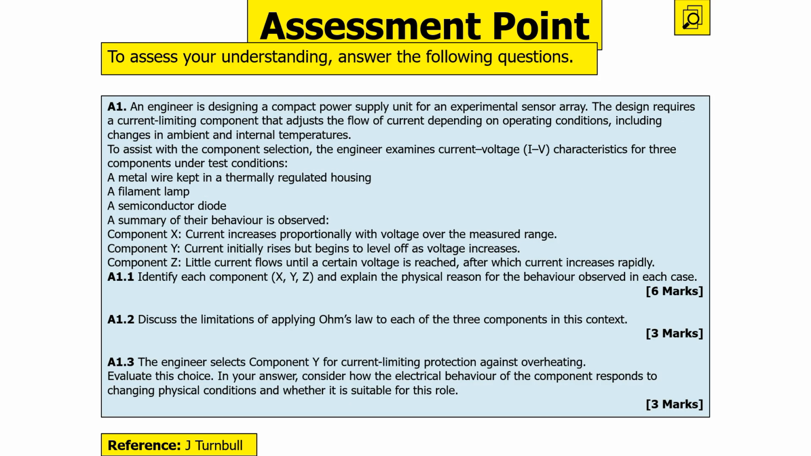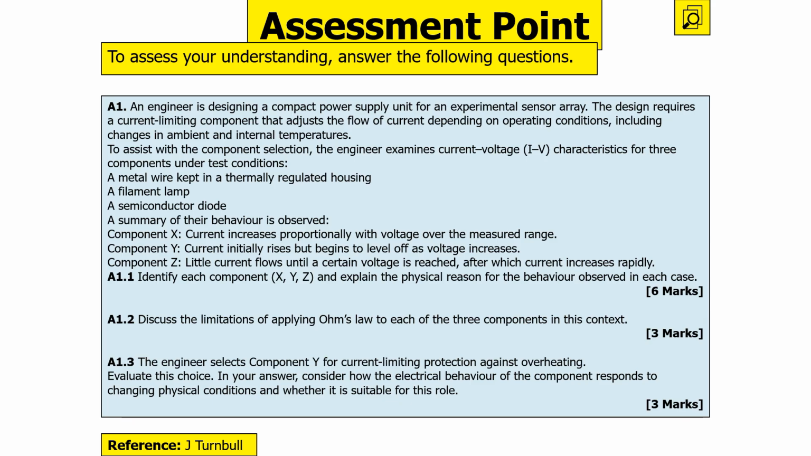The next question says, an engineer is designing a compact power supply unit for an experimental sensor array. The design requires a current limiting component that adjusts the flow of current depending on the operating conditions, including changes in ambient and internal temperatures. To assist with the component selection, the engineer examines the current voltage characteristics for 3 components under test conditions: a metal wire kept in a thermally regulated housing, a filament lamp, and a semiconductor diode. A summary of the behavior is observed.